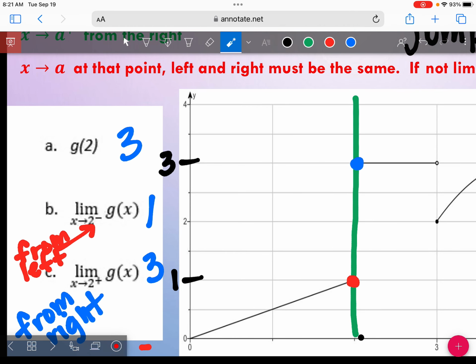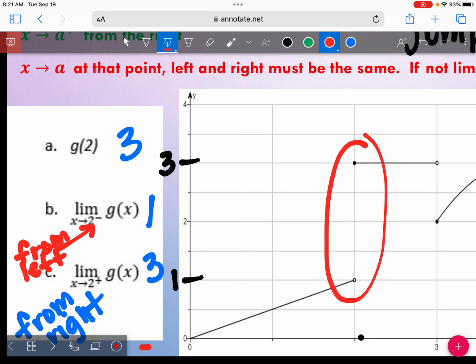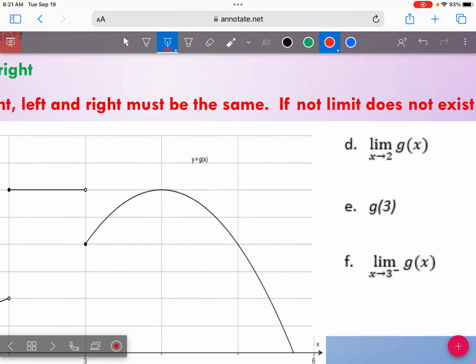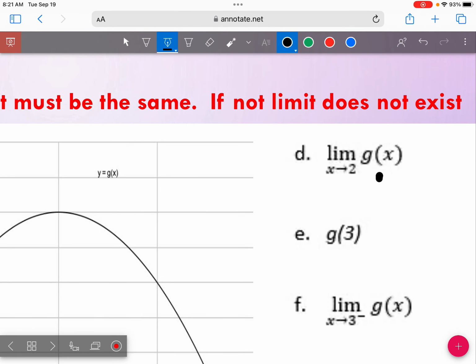All right, so that means that right here, what kind of discontinuity do we have right here? What do we call that discontinuity? It's a jump. And the reason why jumps don't have a limit is because the left limit and the right limit don't match. In order for you to have a limit at a particular point, the left limit and the right limit have to match. And that's why the answer to D is does not exist.